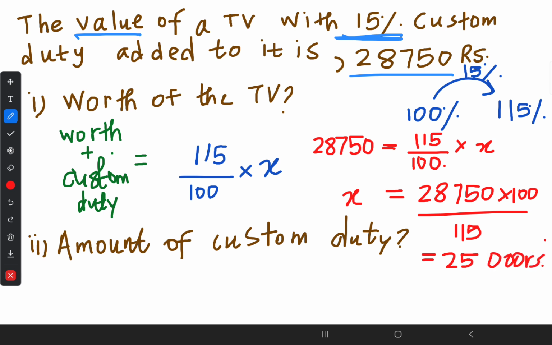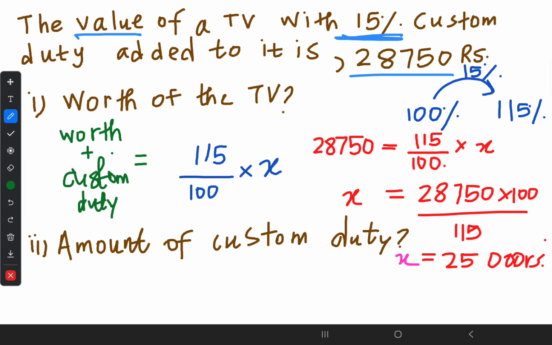So original worth plus custom duty together is 28,750. That means 100 plus 15, 115. So 100 over 115 into the original price equals worth plus custom duty, 28,750. When you make X the subject and simplify, you end up with the original worth of the TV as 25,000 rupees. Now let's answer the next question.